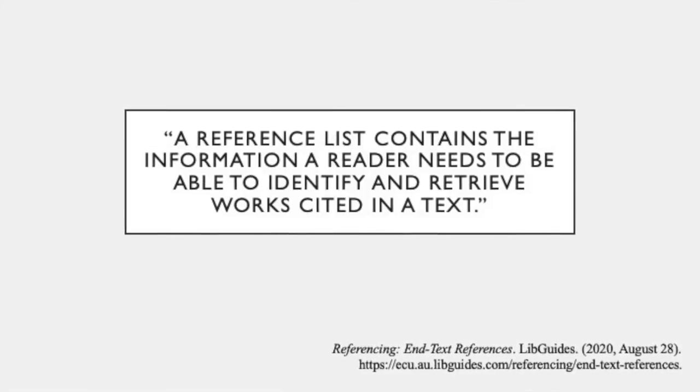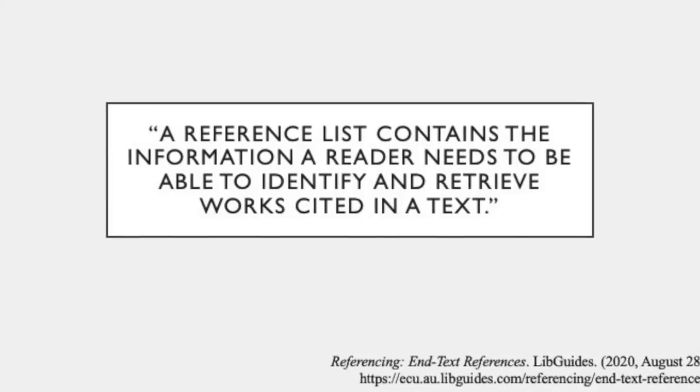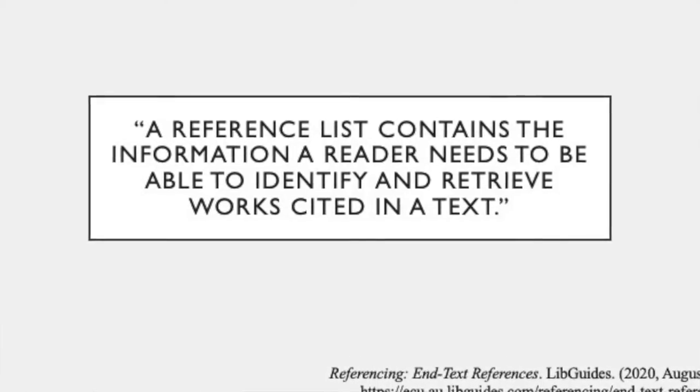A reference list contains the information a reader needs to be able to identify and retrieve works cited in the text. See, a reference list consists of the details of the original source, and it is listed in the reference list or works cited list. And their indication is actually given in the in-text citation. I think you have got a clear picture of it.